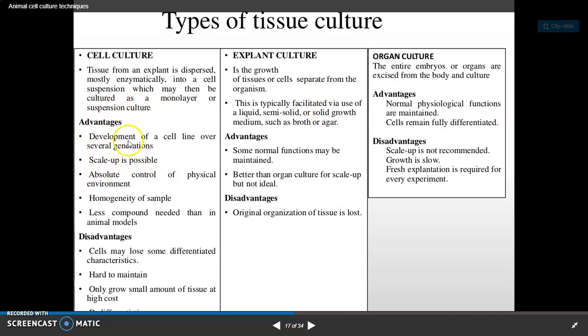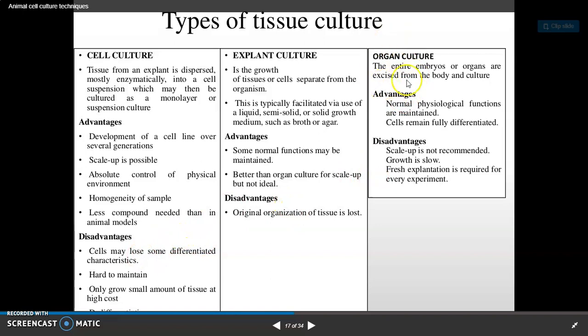And then the advantages of the cell culture technique: development of cell lines over several generations, scale up is possible, and we follow absolute control of the physical environment. Then homogeneity of sample means all cells are equal, and less compound is needed than in animal models. Here, some normal functions may be maintained better than organ culture, for scale up, but not ideal. So, this is somewhat better than this explant culture. There are some disadvantages over here as well as here also.